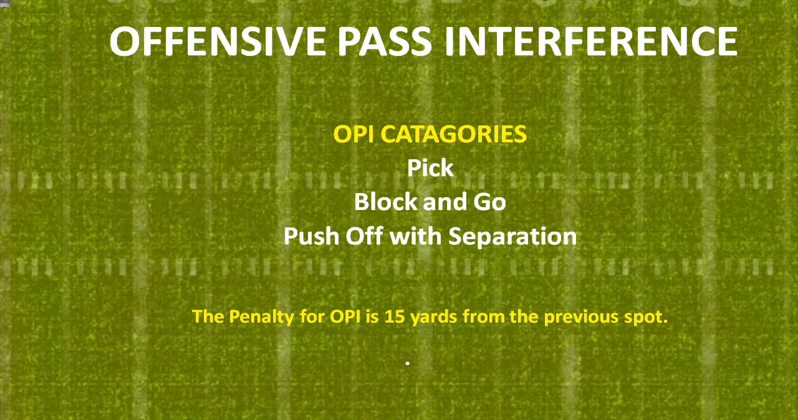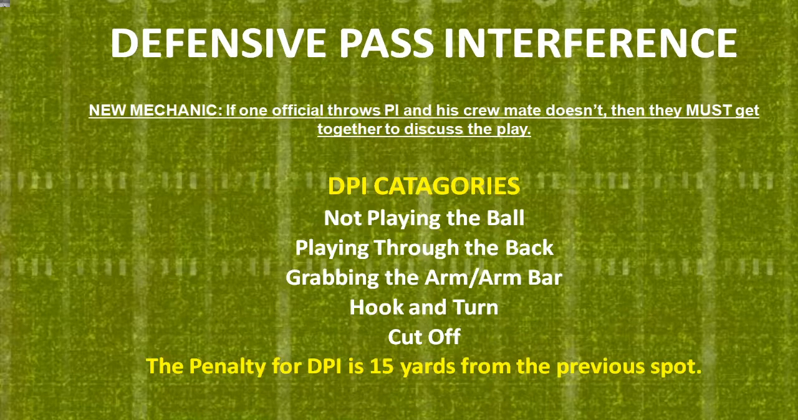But as far as bullet point items that we need to know for this video, OPI, just know your 3 categories: pick, block, and go, and push off with separation. And remember, that's a 15-yard penalty. There's no loss of down. It's no longer the drive killer.